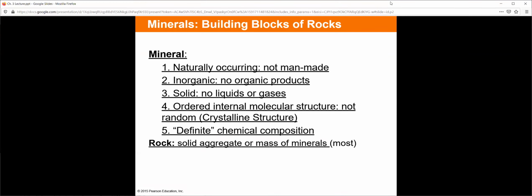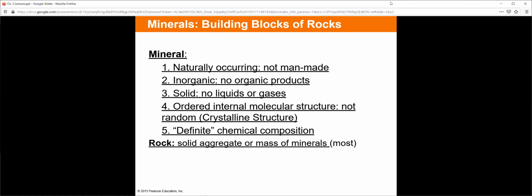So when I say mineral, what do I mean? How do I define mineral? Minerals are naturally occurring, not man-made. If something's man-made, we don't call it a mineral, we call it a product or something like that, right? Minerals are inorganic. You're not a mineral because you're organic. Minerals are solid. Liquids and gases are not considered minerals. So mercury is not considered a mineral technically. They have ordered internal molecular structure. They're not randomized in their structure. A mineral always has the same form of its atoms, and we'll get more into that as we go on.